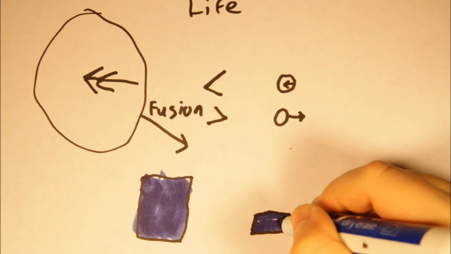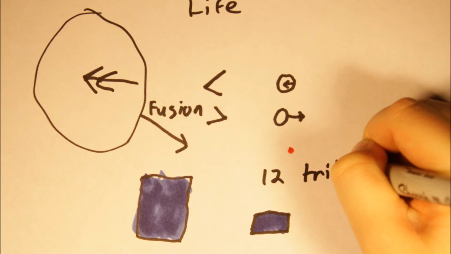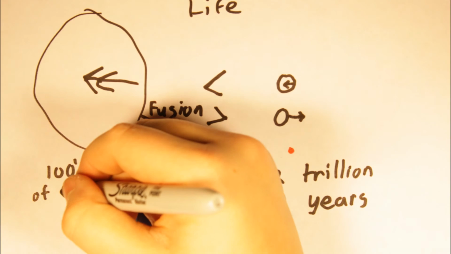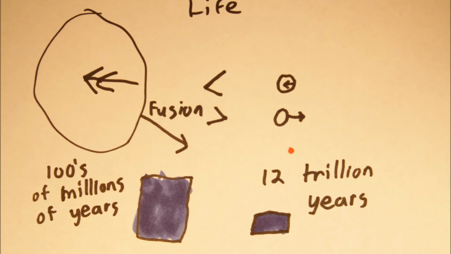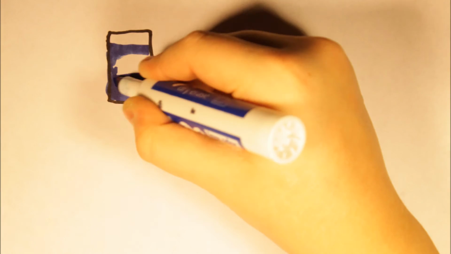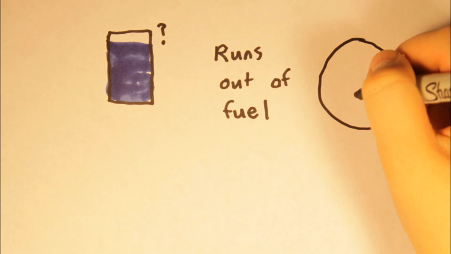It goes through it really fast, unlike a small star, which has a little fuel but goes through it very slowly. This means that some of the smallest stars can live for 12 trillion years, while the biggest stars can only live for a couple million years. What happens when a star loses all of its fuel, though? How does it die? Well, I guess you have to watch the other video I made on stars.